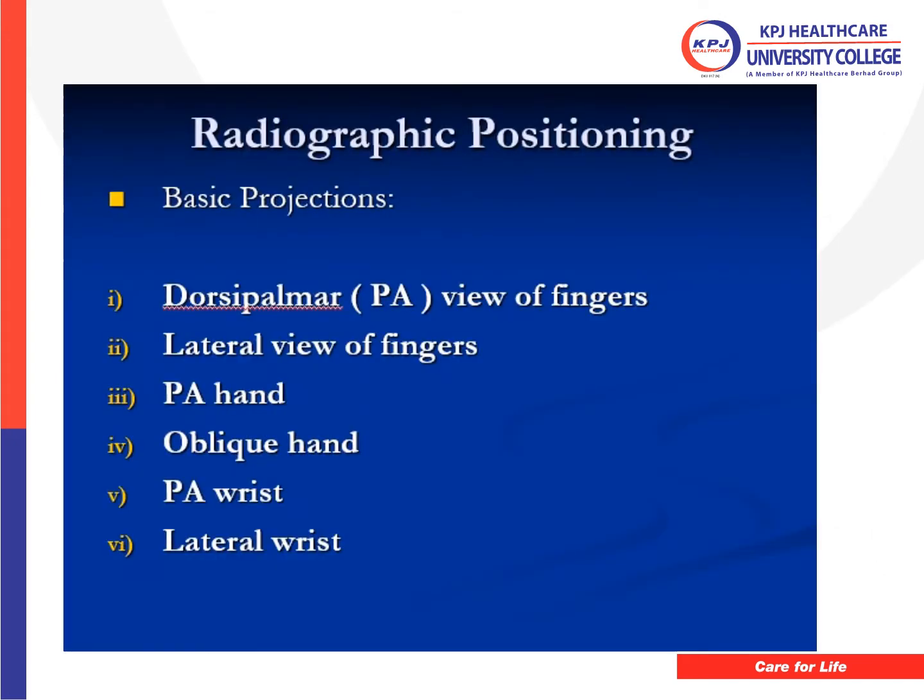Alright, here comes the radiographic positioning. So we are learning about the basic projections of the hand. It consists of the dorsal palmar, PA, or posterior anterior view of the fingers, lateral view of the fingers, PA hand, oblique hand, wrist, as well as the PA and lateral wrist.